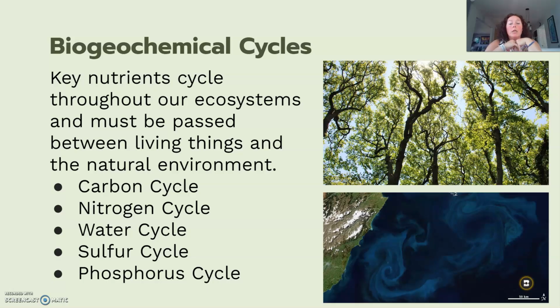The sulfur cycle and the phosphorus cycle are all essential nutrients that living things need to survive, and humans actually negatively impact all of those cycles. Humans negatively impact the carbon cycle, the nitrogen cycle, the water cycle, the sulfur cycle, and the phosphorus cycle. Naturally, humans create waste that produces a negative impact on those cycles.